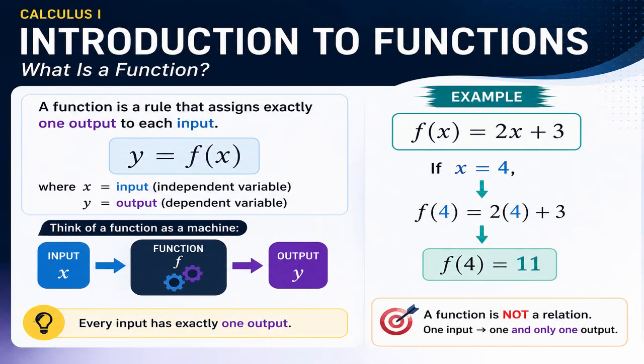For example, consider the function f of x equals 2x plus 3. If we substitute x equals 4, we obtain f of 4 equals 2 times 4 plus 3, which equals 11. The key idea is that every input must correspond to exactly one output. This property is fundamental to everything we will study in calculus.